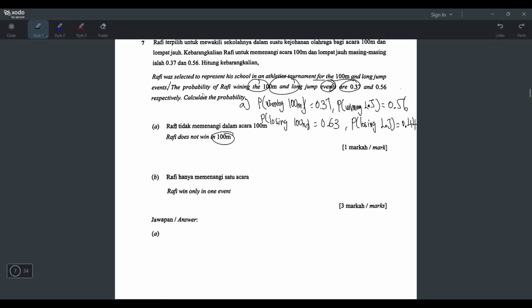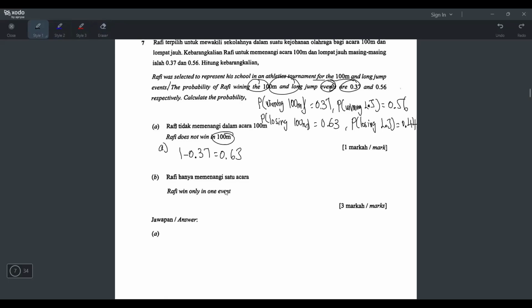So now only I'll start doing A. This is not my A. I'm just preparing for later. So when I do my A, I don't need all this. I only need this, because they only ask for does not win 100 meters. So the working is 1 minus 0.37, which is 0.63. Okay, show them how you get the 0.63 lah. Okay, that's all.